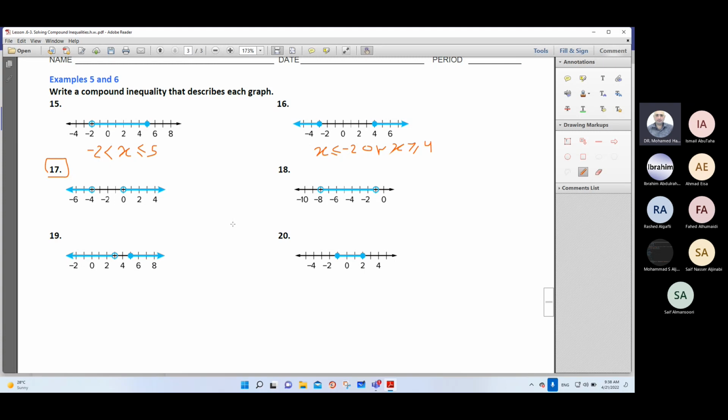Y less than -6 or Y greater than 0. Y less than -4 or Y greater than 0. Excellent. Great. Right. Solve number 18, please.